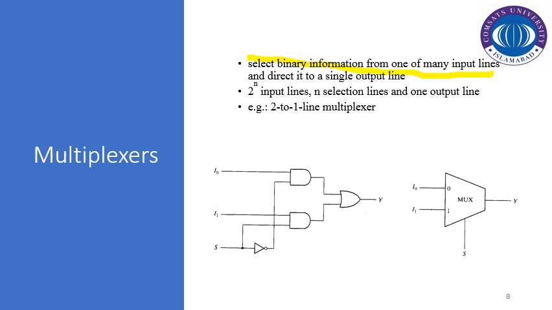For multiplexers, we've got 2 raised to the power n input lines, and for that many input lines, we've got n selection lines and 1 output line. So multiplexers are labeled as, for example, 2 to 1 line multiplexer. The output line is 1 basically. At any time instant, we see what the selection criteria is, and according to that selection criteria, the inputs are mapped to the output.